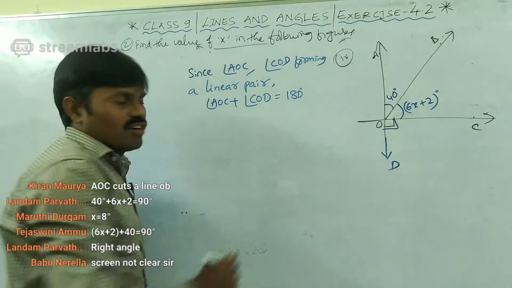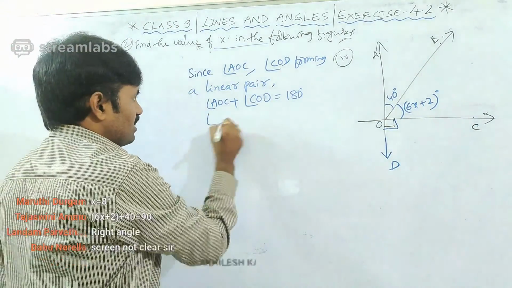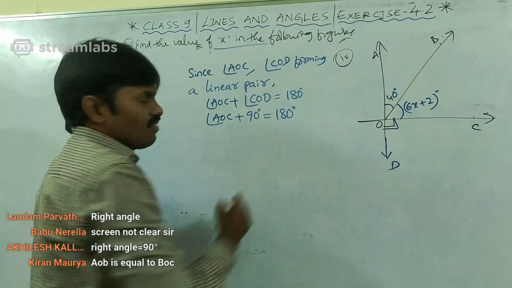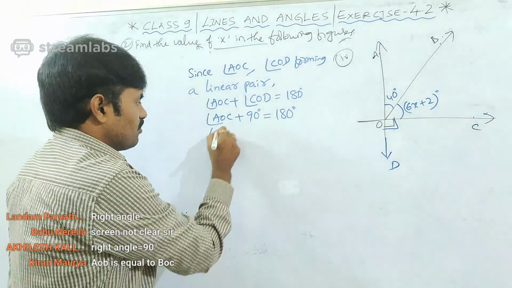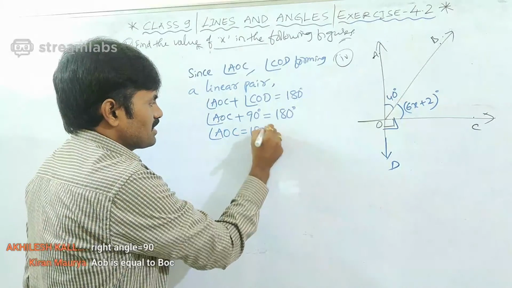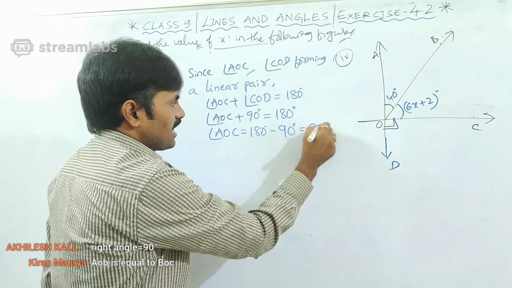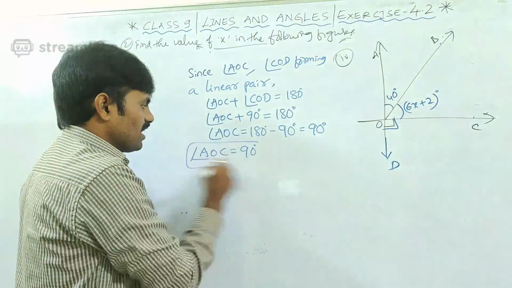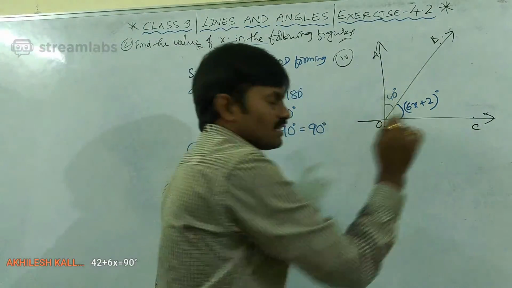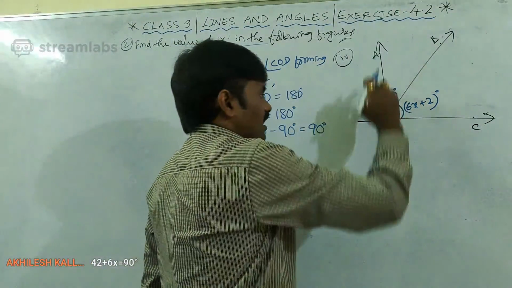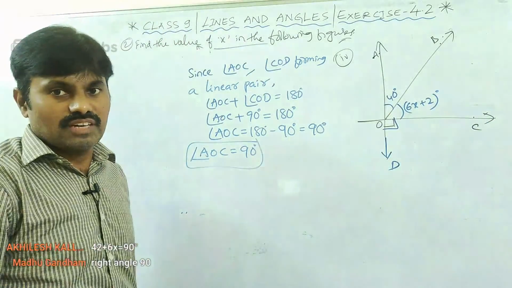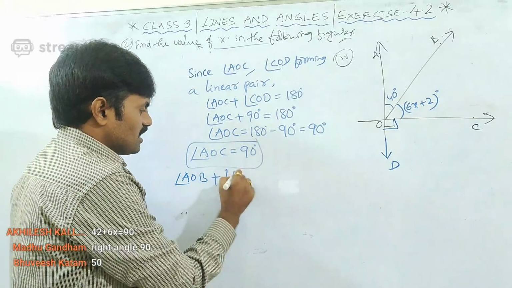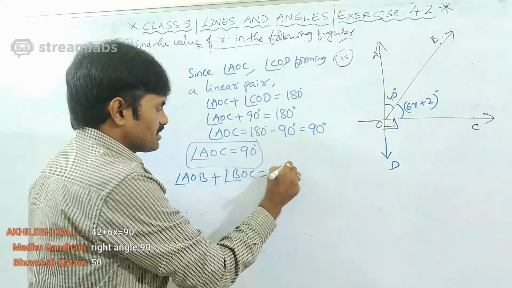Clearly from the question, angle COD is 90 degrees. So angle AOC plus 90 degrees is equal to 180 degrees. Then angle AOC is 180 minus 90, which gives us 90 degrees. So what is the meaning of angle AOC here? Angle AOC means angle AOB plus angle BOC, which is equal to 90 degrees.